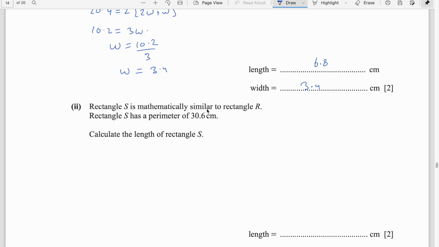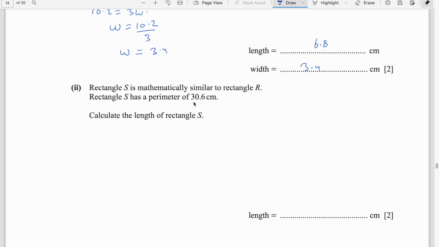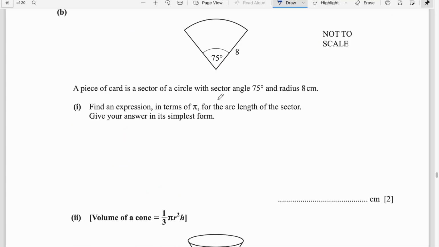A rectangle S is mathematically similar to rectangle R. Rectangle S has a perimeter of 30.6. So calculate the length. So if perimeter is 30.6, previous perimeter was 20.4. New length is x, and previous length was 6.8. So 30.6 by 20.4 into 6.8 is equal to x, which comes out to be 10.2 centimeters.